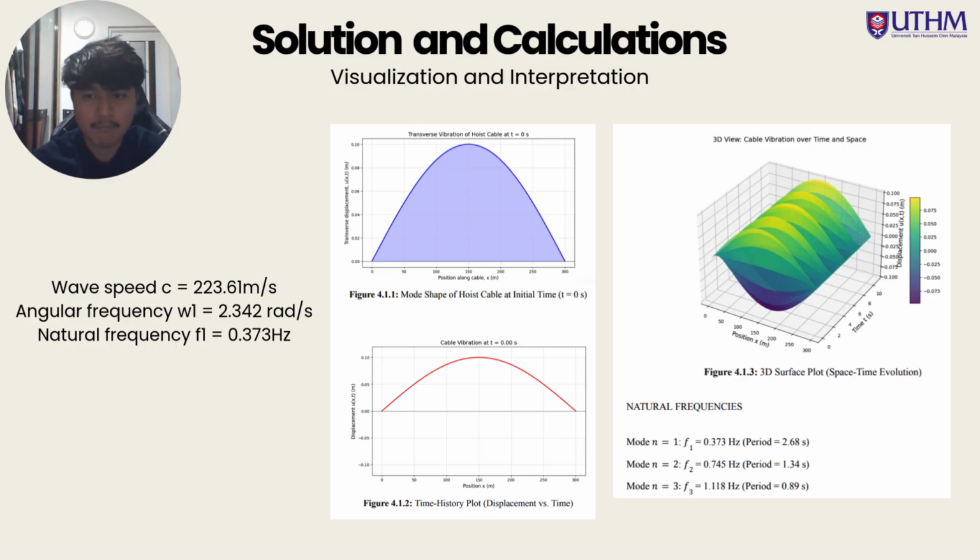And for 4.1.2, we have the time history plot, which is displacement versus time, also at time 0 second. And lastly, we have the figure for 4.1.3, which is the 3D surface plot, space-time evolution. And for the natural frequencies, for n equals 1 we have 0.373 hertz, for n equals 2 we have 0.745 hertz, and for n equals 3 we have 1.118 hertz.